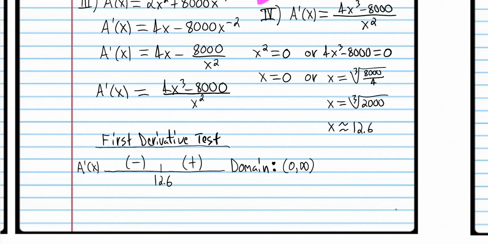But all we're doing is just plugging in values to the left of 12.6. We plugged in 1, and we saw that the sign of the derivative was negative. Then we plugged in a number over here. We tried 1,000 or something, and we plugged it in, and we saw obviously that the sign of the derivative was positive.